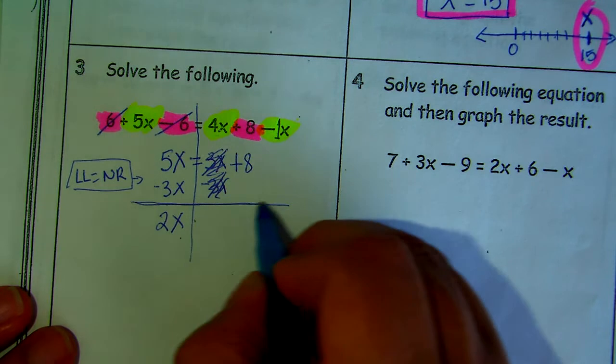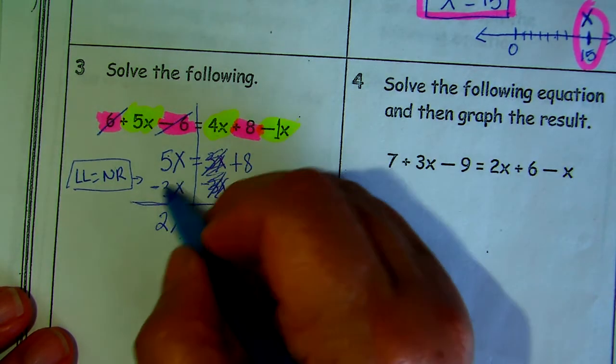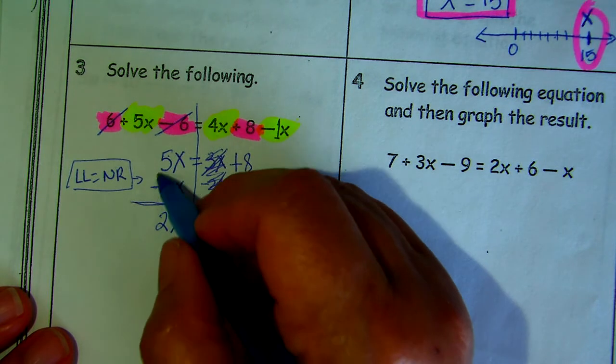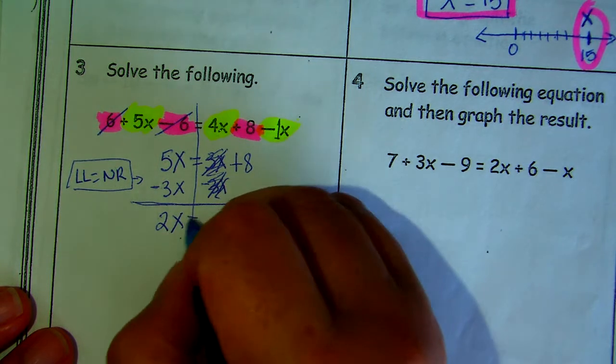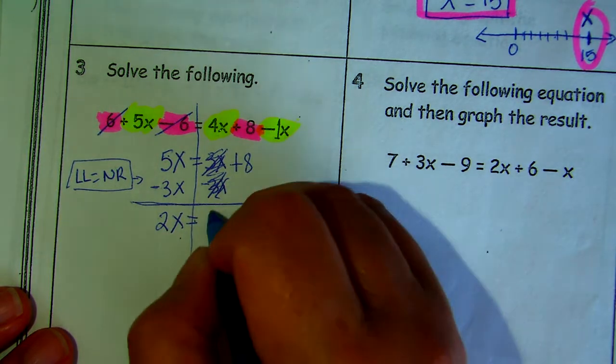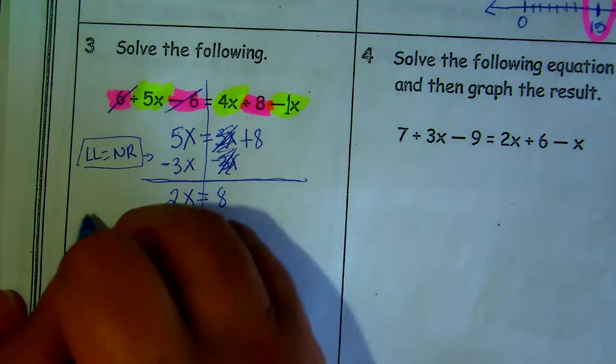Remember, when I put the line right here, and you have the symbols right here, you're adding, okay? You're adding 5 plus negative 3 or subtracting 5 minus 3. It's the same thing. Bring down the equal. And this equals, bring down the 8. Okay, so 2x equals 8. Then what's the next step?